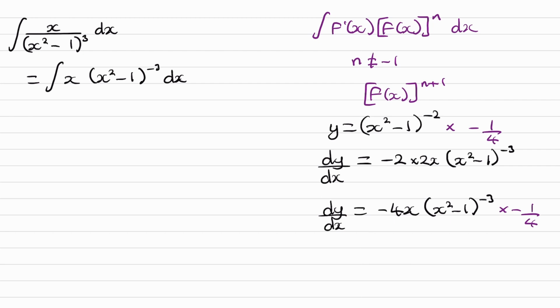And then this now differentiates to make what we have here. So this integrates to make this. So the answer is then minus a quarter of (x squared minus 1) to the power of minus 2 plus c.